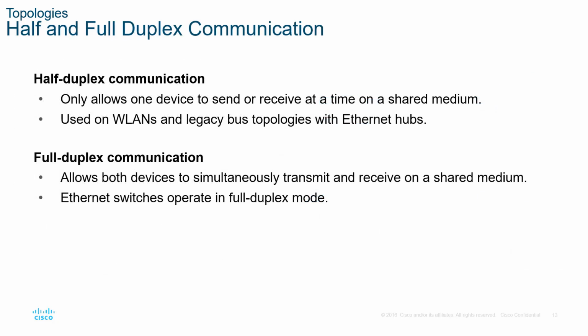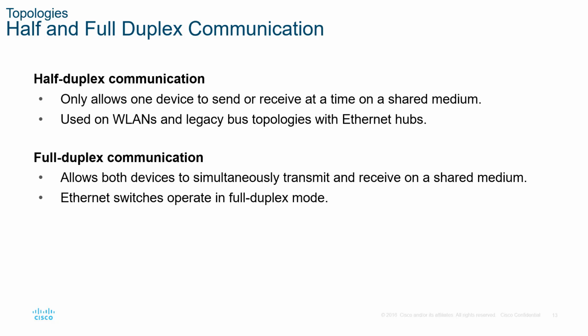Communication flows one of two ways, half duplex or full duplex. Half duplex basically is one device can communicate at a time. Full duplex is you can both send and receive simultaneously. This is often called a shared medium. Ethernet switches are full duplex. Rings and buses are typically going to be half duplex. Wireless networks are typically also half duplex.